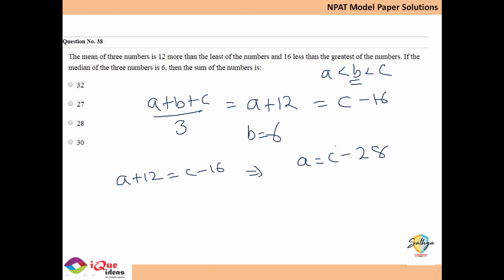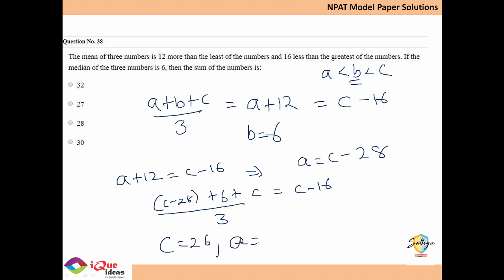So substituting the value of A, that is C minus 28, plus the value of B, 6, plus the value of C itself, which is C, and divided by 3, this is equal to C minus 16. Solving this equation, I will get that the value of C is equal to 26. From this, I derive the value of A is equal to minus 2 and B is obviously 6. So the sum of the three numbers turns out to be 30. 26 minus 2 plus 6 is 30. I hope this sum was easy to understand, right? You just have to form very simple linear equations and get the answer.